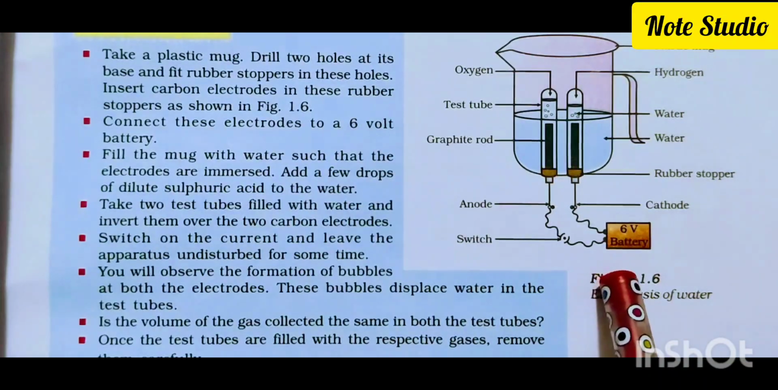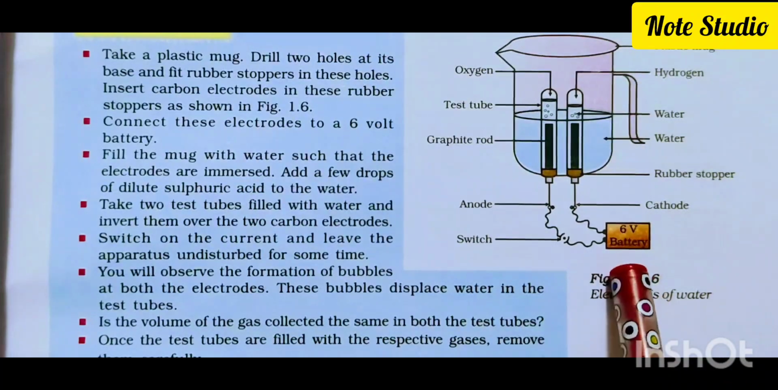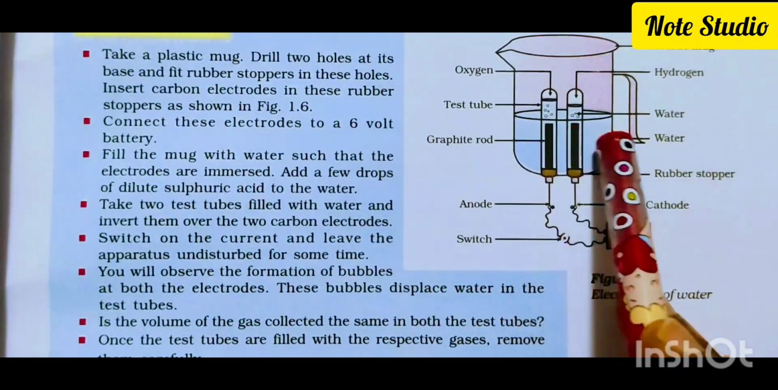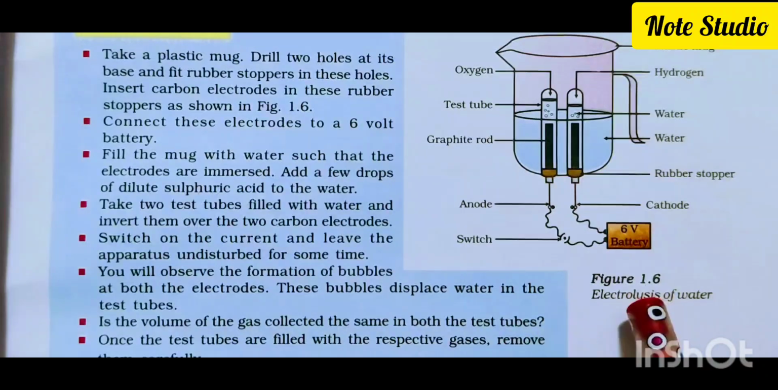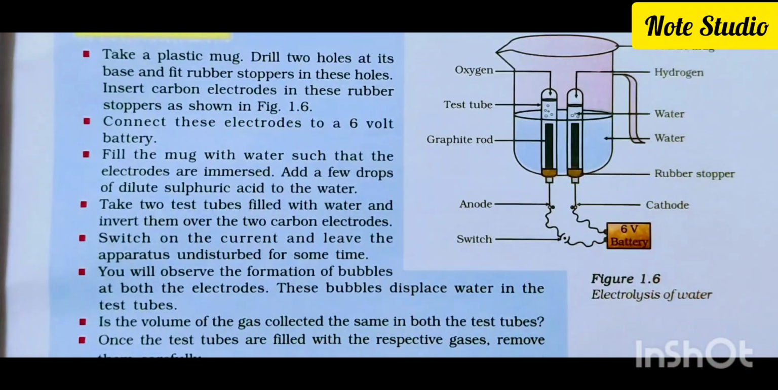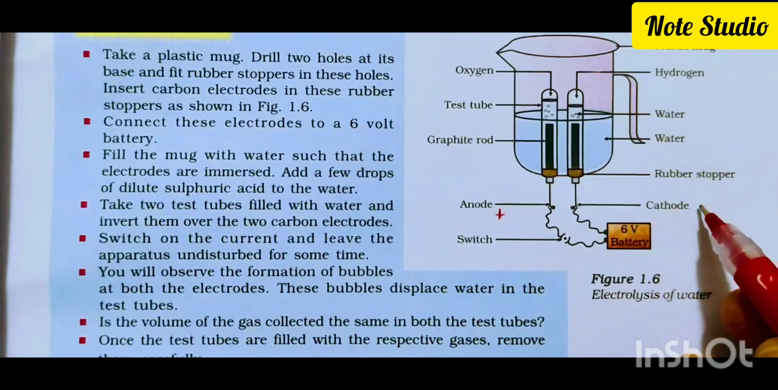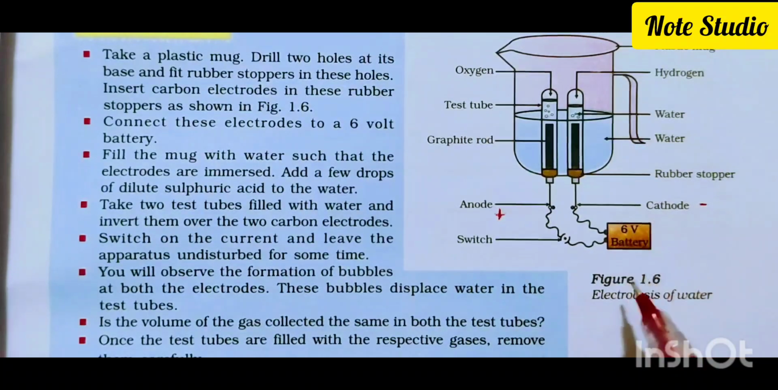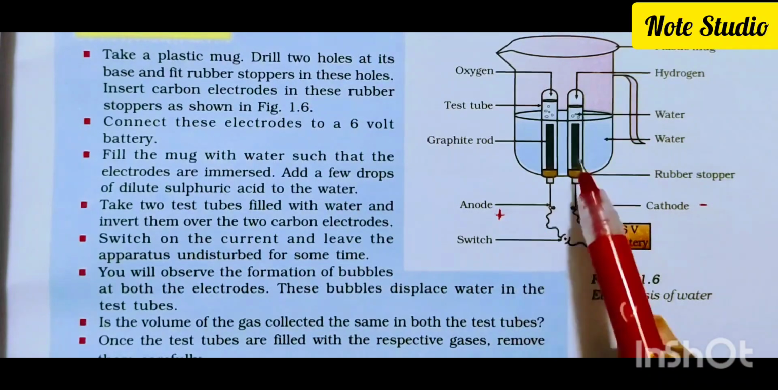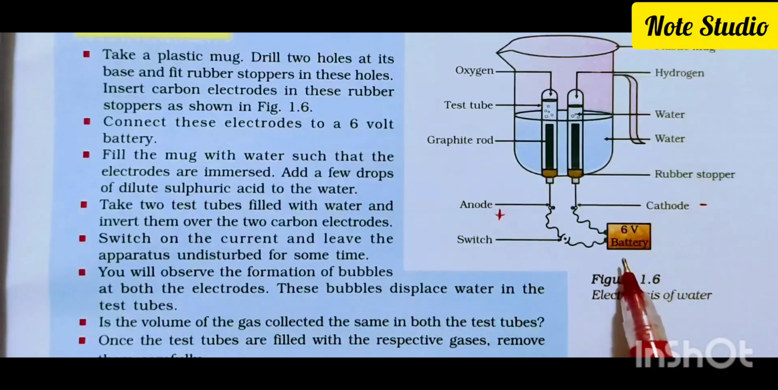Next we have to switch on this battery, and we know electricity will be passed through this. Before that, we know that there are positive and negative terminals. Here the cathode acts as the negative side because we have connected it to the negative side of the battery, and this rod acts as the anode because it is connected to the positive terminal of the battery.